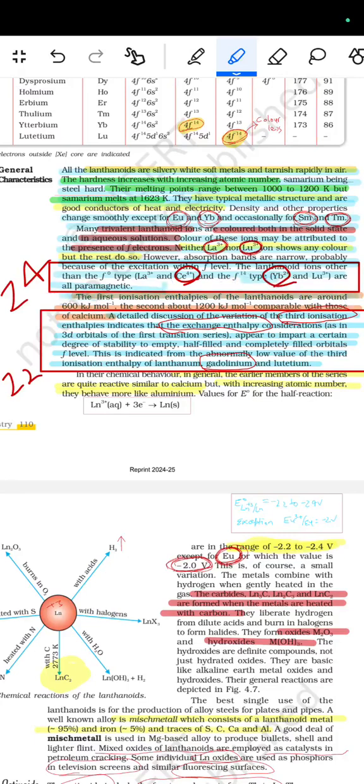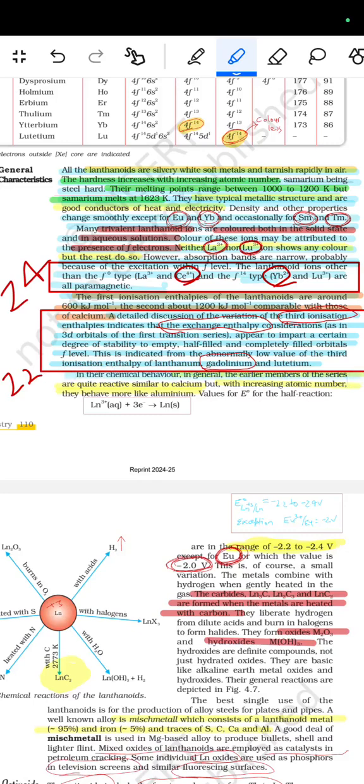The first ionization enthalpy for the lanthanoids is around 600 kJ/mol and the second around 1200 kJ/mol, comparable with those of calcium. A detailed discussion of the variations of the third ionization enthalpy indicates that the exchange enthalpy, as in the 3d orbitals of the first transition series, appears to impart a certain degree of stability to the empty, half-filled and completely filled orbitals of the f level. This is indicated by the abnormally low value of the third ionization enthalpy of lanthanum, gadolinium and lutetium.